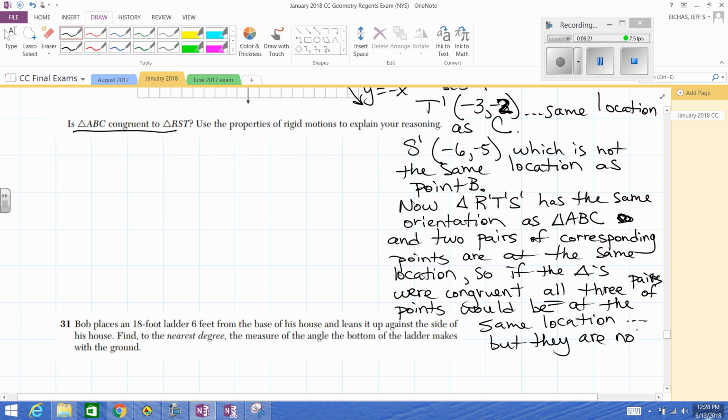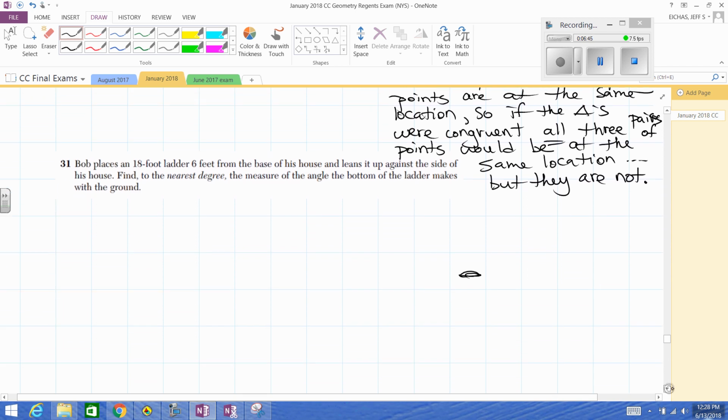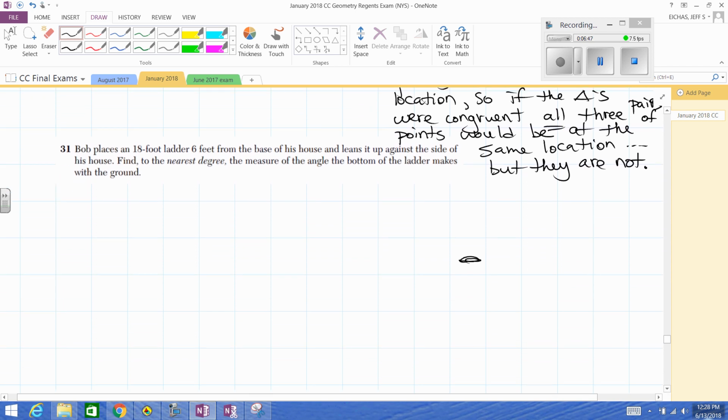Now, I know I over-explained that, but I wanted to make sure it was clear to everybody why. There is actually this concept: if you have the same orientation and two pairs of corresponding points at the same location, the figures would be congruent, as long as all the rest of the points were matched. That didn't happen, so they're not the same. All right, moving on. Another 2-point question, last one.